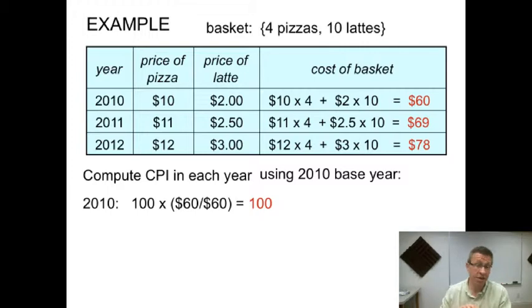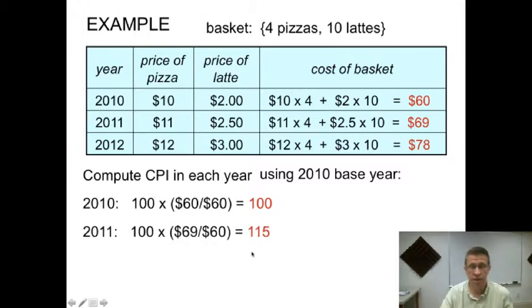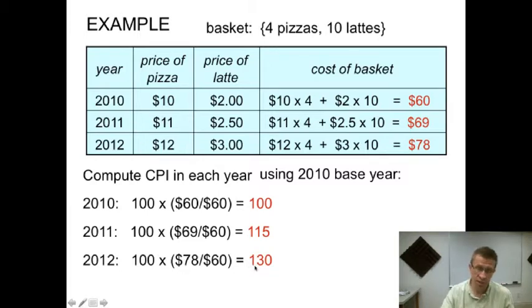What about in 2011? It will not be 100 in 2011, right? The cost of the basket in the current period, if we're in 2011, is $69. The cost in the base period was 60. So now you're going to have $69 divided by $60 times 100, and that works out to 115 as our CPI level for 2011. 2012, we have 78 as the cost of the basket in the current period, divided by the cost in the base period, which is 60. So 130 is the CPI in 2012. Notice CPI is increasing. That does indicate we're seeing inflation and not deflation.